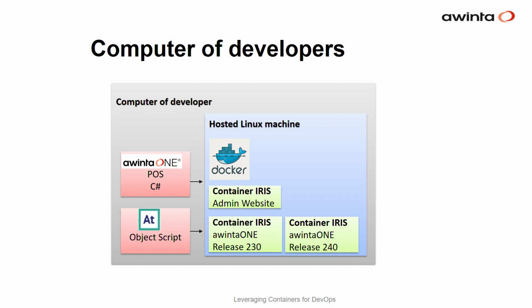Developers now are able to work for defined releases. If someone wants to do his work for release 230, as you see here, he starts this container, and the POS developer runs the C# code against this machine. The ObjectScript developer on our side runs this code. And when he wants to do something for release 240, he just stops 230 and starts 240.